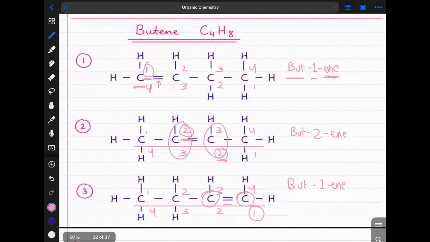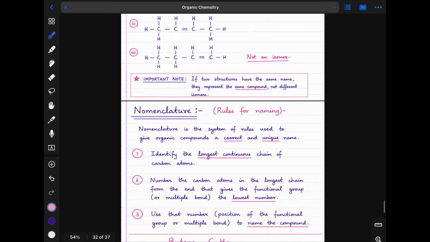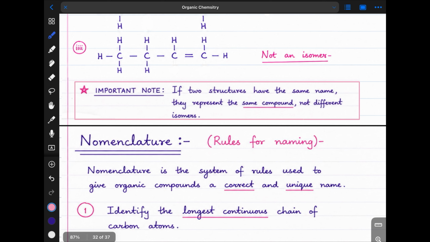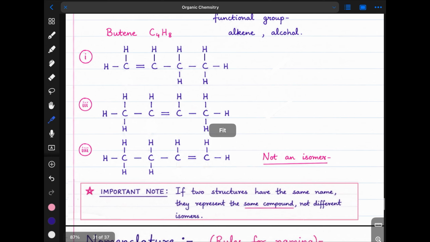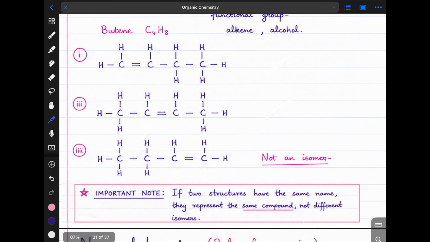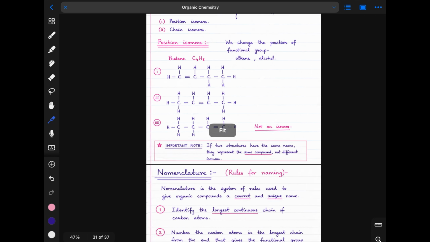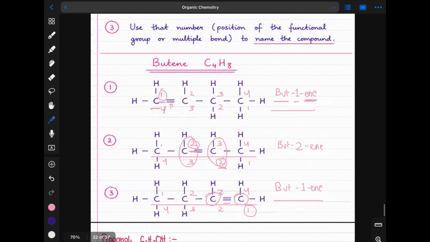Now you can notice that both of these structures have the same name. So read this note first. It says that if two structures have the same name, they represent the same compound and not different isomers. That is why it was written here, not an isomer, because both of these structures were getting the same name. No different isomers can have the same name, and therefore we're not going to consider it as an isomer. So we only have 2 isomers here, which is but-1-ene and but-2-ene, and this is not our isomer.